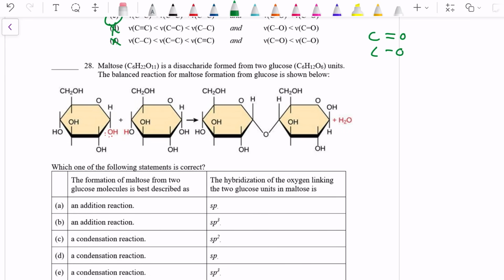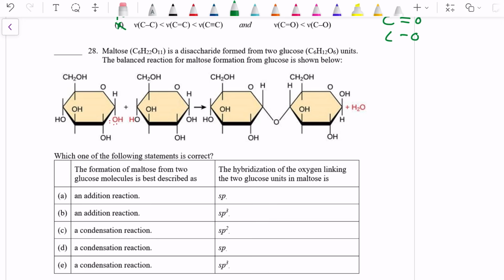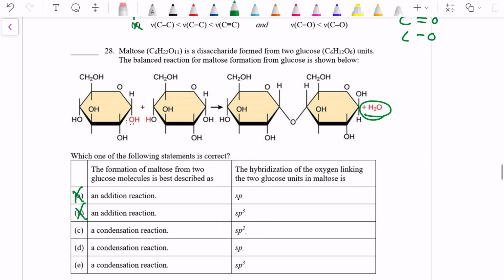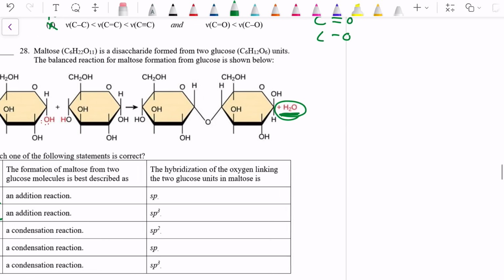28. Maltose is a disaccharide formed from 2 glucose units. The balanced reaction for maltose formation from glucose is shown below. Which of the following statements is correct? Okay, so they want to figure out, is it an addition reaction or a condensation reaction? And then they want to know the hybridization of the oxygen. So first of all, if we're ejecting a water like this, it's definitely going to be a condensation reaction. An addition reaction would be if a water was not given off like this. So this is just kind of knowledge of what an addition or condensation reaction might be.